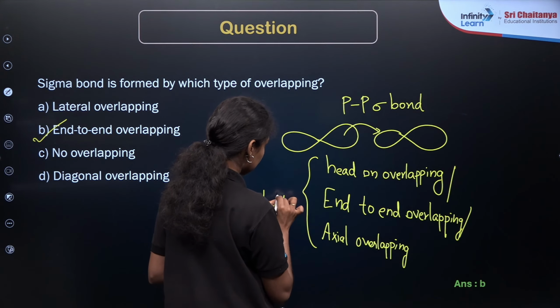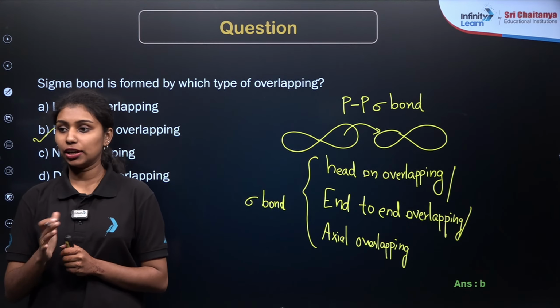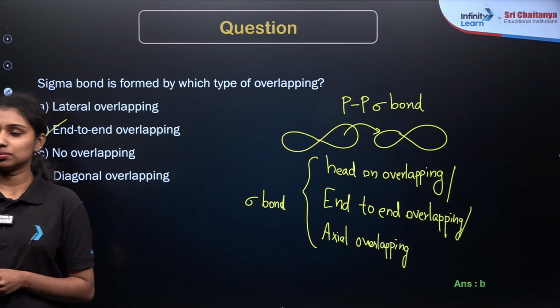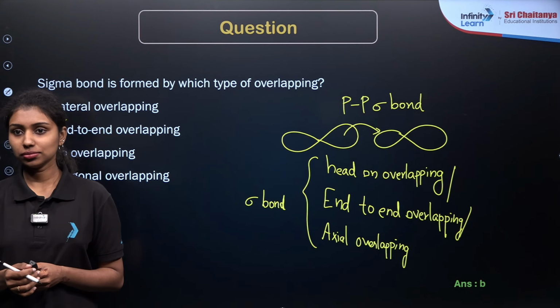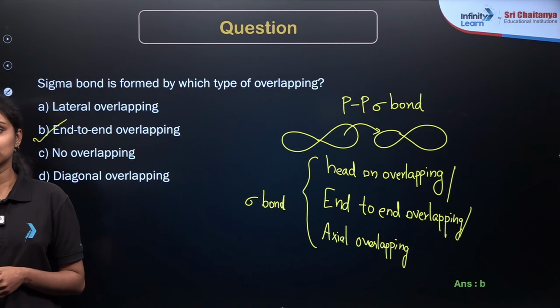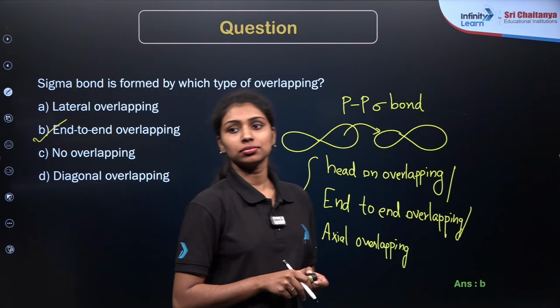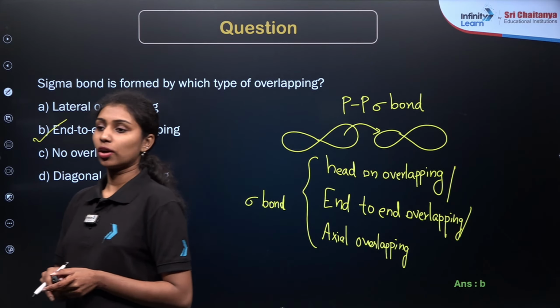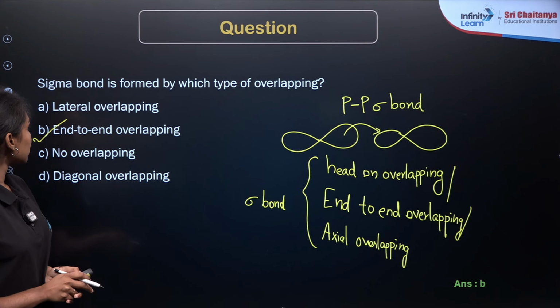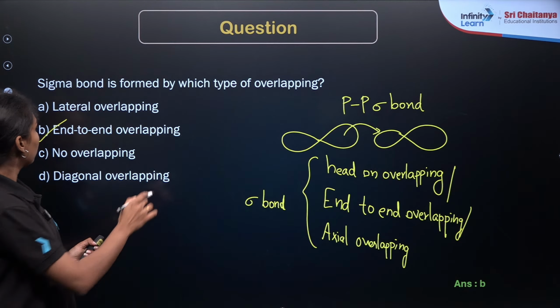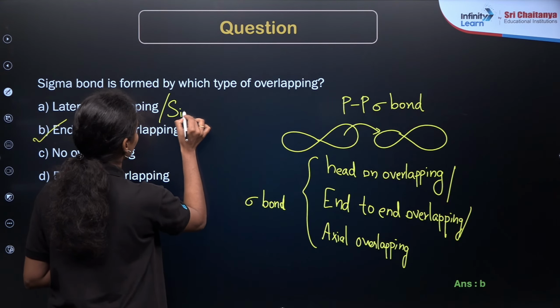So this results in sigma bond formation, head-on overlapping. I hope you understand. So in the case of pi bond formation, there will be the lateral overlapping or the sidewise overlapping.